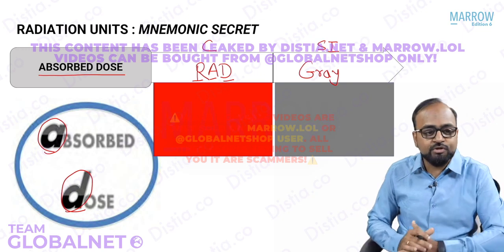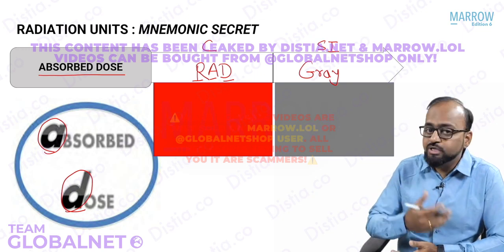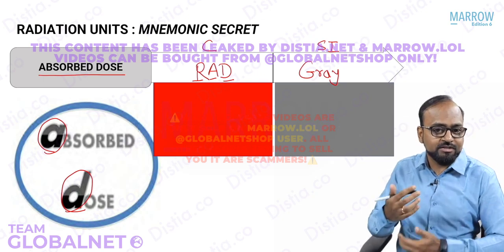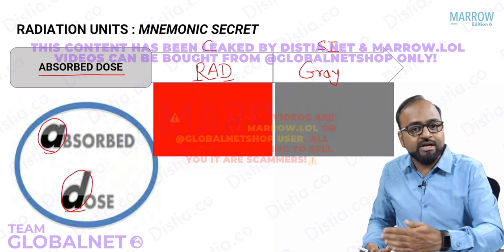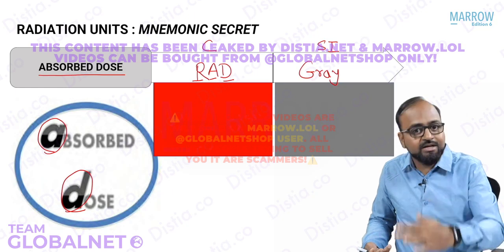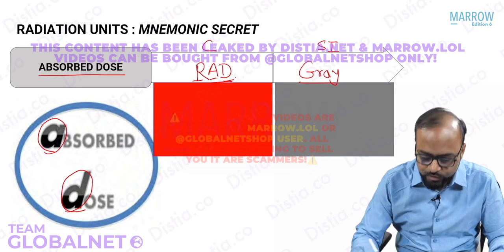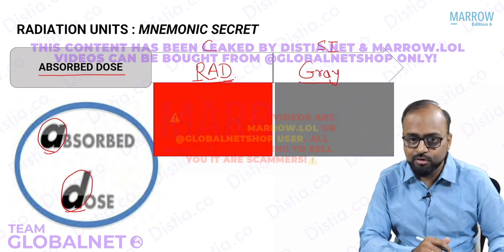So how to remember the units of absorbed dose? Just look at absorbed dose. A and D will give you what? Rad. Right? Once you get rad, remember rad sounds like a color, that is red. So the SI unit that goes along with rad is another color. And what is that? It sounds like another color, and that is gray. That is how you can remember the units of absorbed dose.